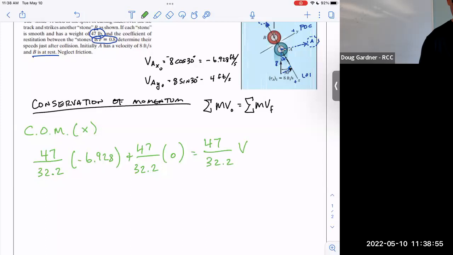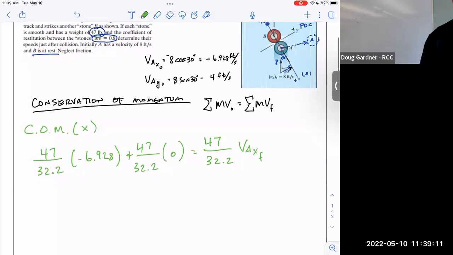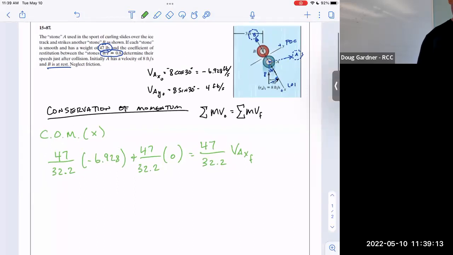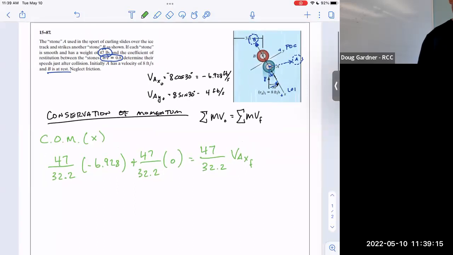That's the velocity in the language I was using of A in the X direction final. I don't know what that velocity is. It bounces off at some other velocity. I don't know what it is. Speed right on X. This velocity of A in the X direction?